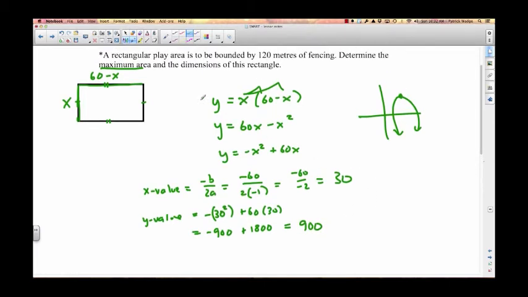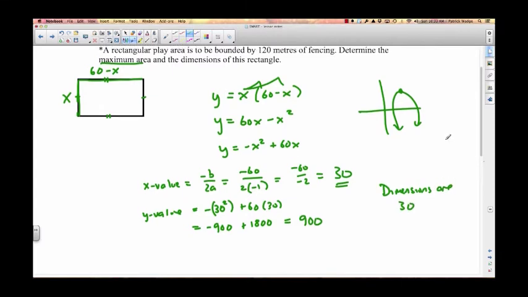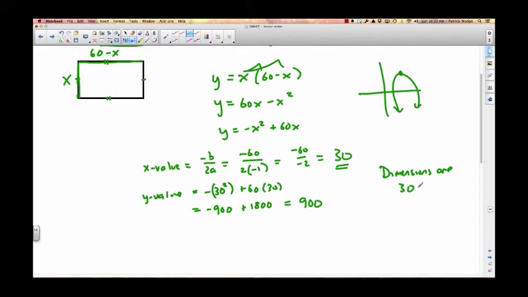We want to find the maximum area and the dimensions of the rectangle. Are these the dimensions of the rectangle? Is it 30 times 900? No, it's not. X is 30, so we found x. This is 30, which means this side here is 60 minus 30. Well, 60 minus 30 is also 30. So the dimensions are 30, what are we talking about here? Feet, meters, meters. The dimensions are 30 meters by 30 meters.